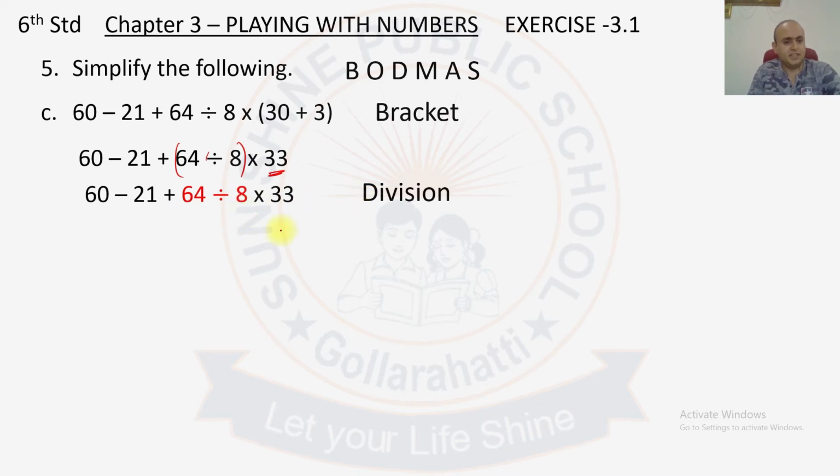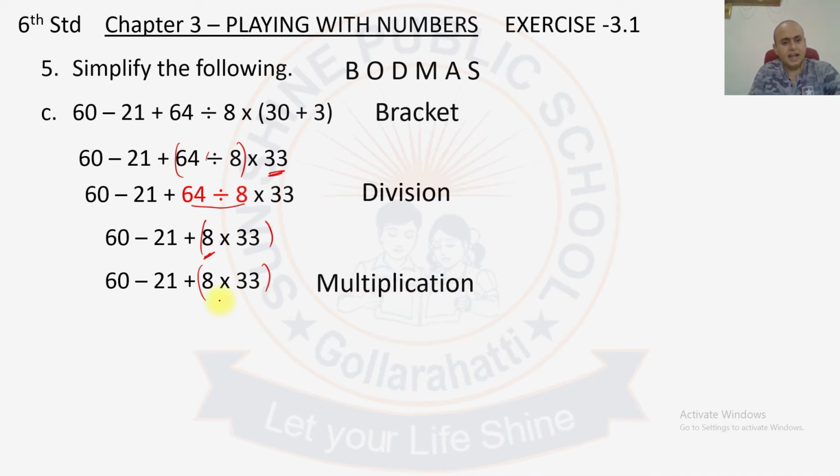64 divided by 8 is 8. So multiplication means 8 into 33. To multiply these two numbers, 8 into 33, that is 264. So we get 264.